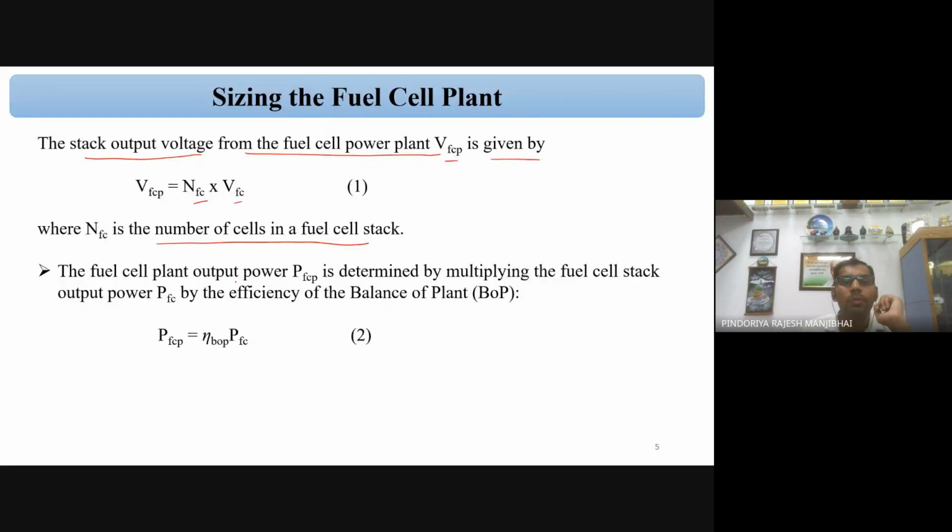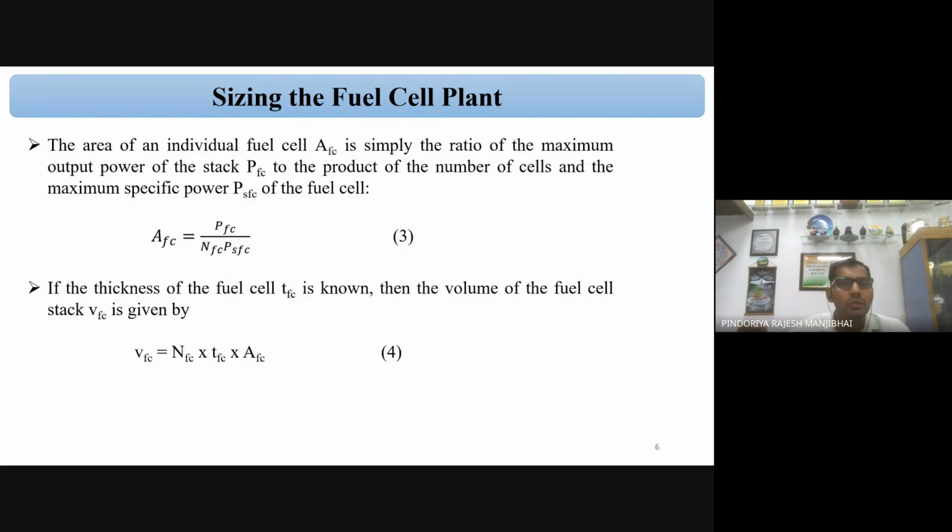The fuel cell power plant output power, P_FCP, is determined by multiplying the fuel cell stack output power by the efficiency of the balance of plant, BOP. So P_FCP is equal to the efficiency of the balance of plant times the fuel cell output power, P_FC. These two equations are most important for the numerical.